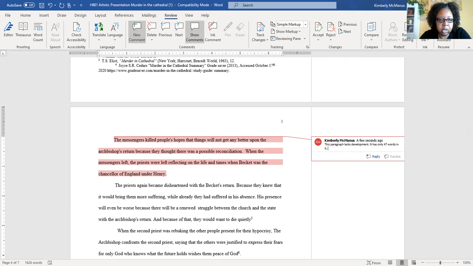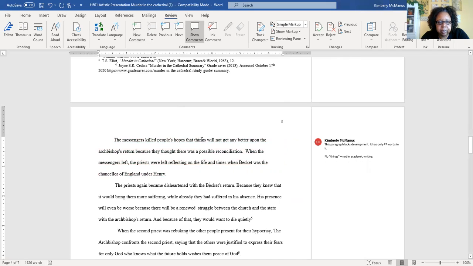Okay. The messengers kill people's hopes that things. Another thing we already talked about is no things. We've said that over and over again, not in academic writing. Okay. Upon the archbishop, because they thought there was a possible reconciliation when the messenger of priests were left, reflecting the life and times of Becket, who was the Chancellor of England under Henry. Okay.